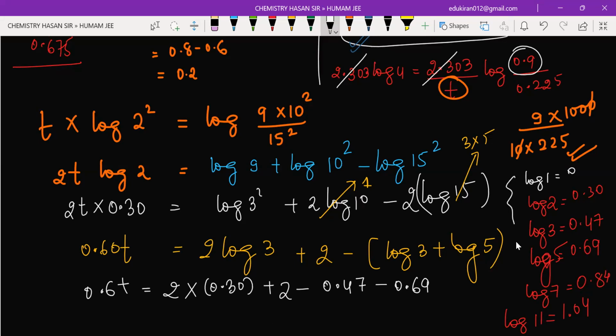This value you are going to write, very important it is. Log 10 is equal to 1, you are going to write that as well.